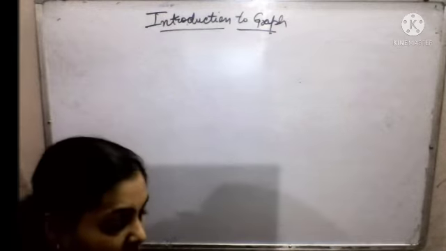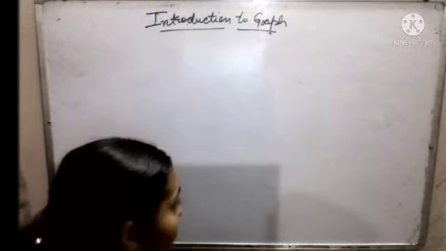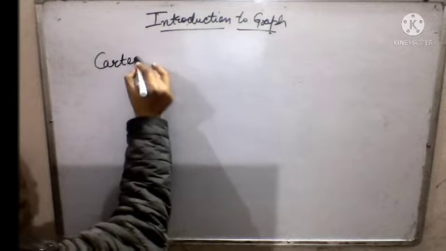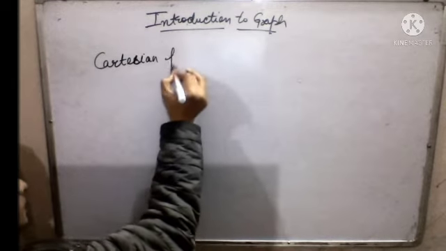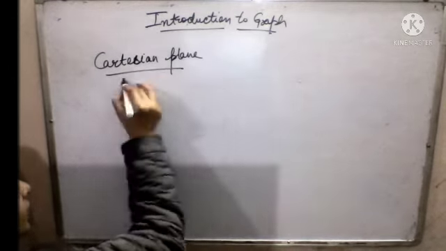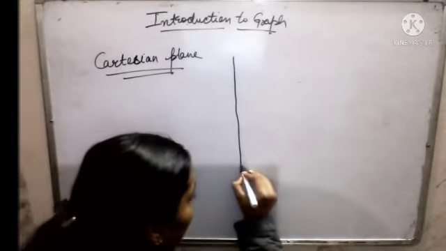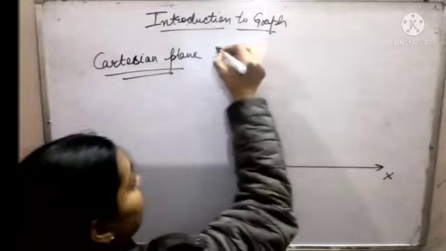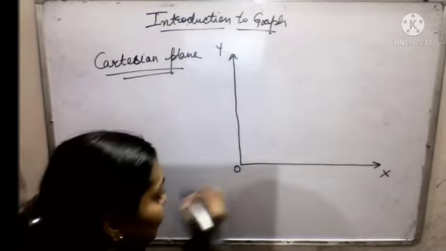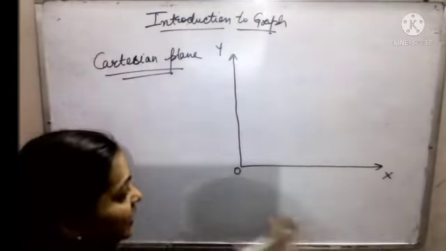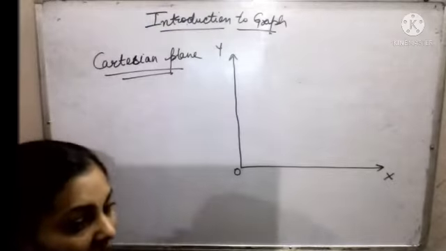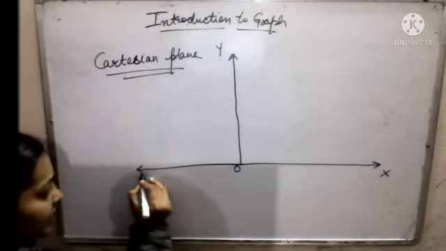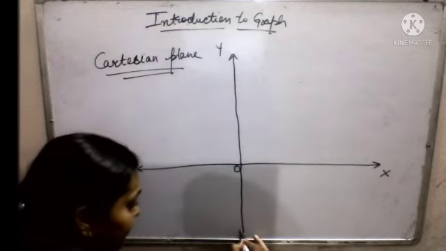Today we will start a new chapter, Introduction to Graph. First of all, let me tell you about the Cartesian plane. Whenever you draw a graph, this is known as the x-axis, this is known as the y-axis, and this is known as the origin. And this plane in which the x and y axes are drawn is known as the Cartesian plane. It can extend on both sides.